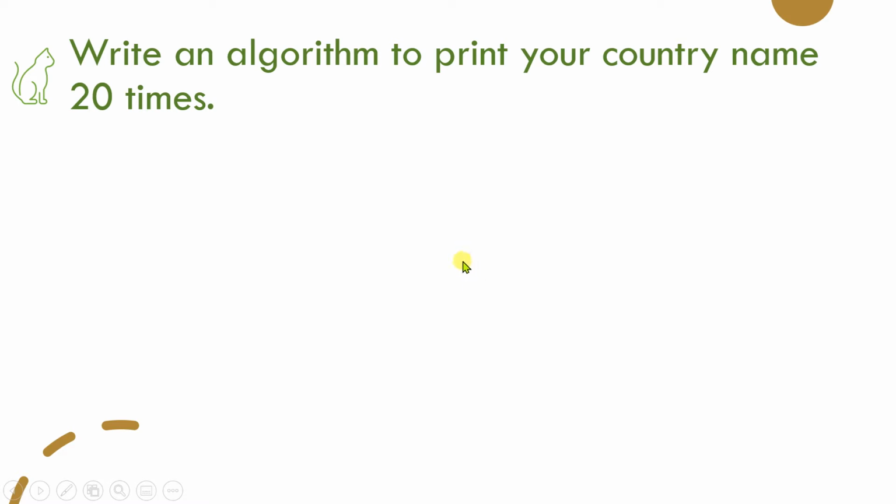To solve this particular problem, that is, write your country name 20 times, the instant solution that comes to our mind will be to write the country name 20 times in 20 lines. The simplest solution that came into our mind will be something like this. In step 1 we will write start. In the second step, I will print my country name. Here I am assuming my country name is Dreamland, and I will write: print Dreamland. Dreamland is my imaginary country name.